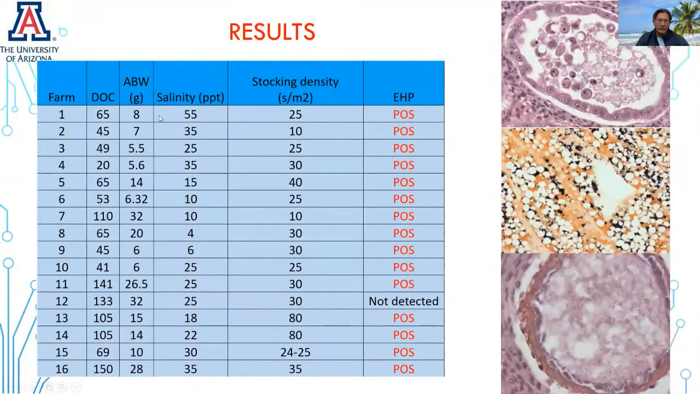several environments, in high salinities up to 55 and low salinities up to 4 ppt. Also, regardless of the stocking density, low stocking density such as 10 pieces per square meter or high stocking density about 80 shrimp per square meter, we found EHP. And it was found also in small animals of 6-7 grams and also in large animals of 26-32 grams. Out of the 16 farms analyzed, we found EHP in 15 ponds. So we confirmed the result by histopathology and in situ hybridization.